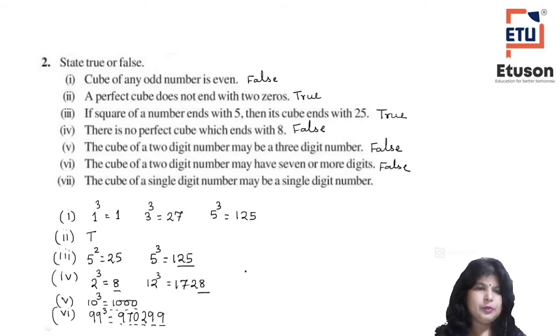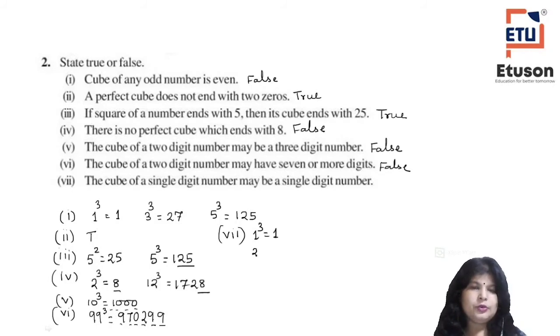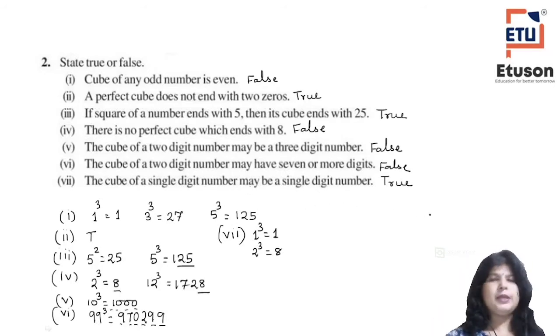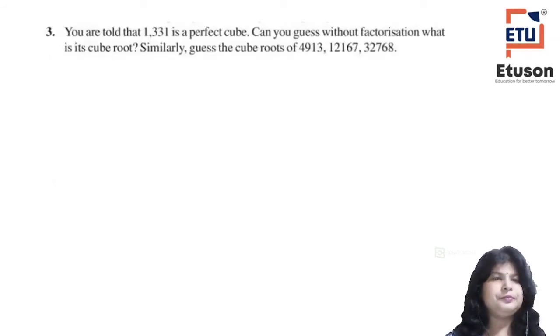Then the next bit: the cube of a single digit number may be a single digit number. You can take the example of a single digit number, like 1 cube is equal to 1, then 2 cube is equal to 8. Because the statement says "may be", you can consider this statement as true, because we have found two single digit numbers whose cube is a single digit number. Understood, children?